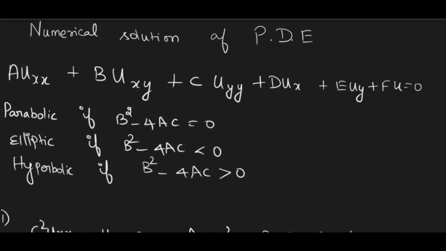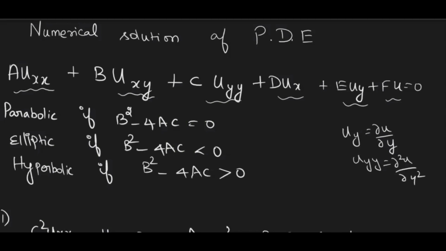First of all, we have to classify the PDEs of second order. The general second order linear PDE in two independent variables x and y is a uxx plus b uxy plus c uyy plus d ux plus e uy plus f u equals 0. If I write u suffix y, it means del u, that is partially differentiating u with respect to y. So uyy means del square u by del y square. These are the notations that we have used here.